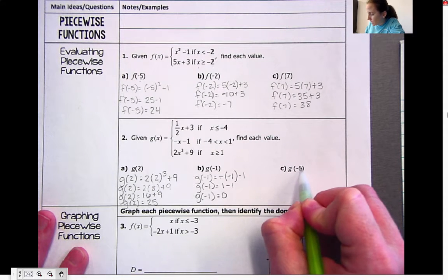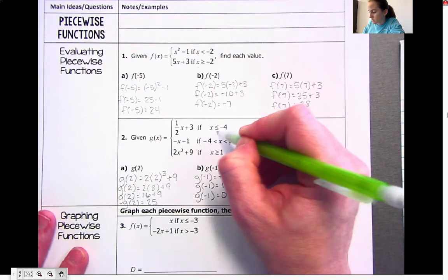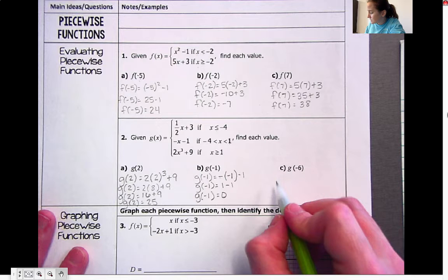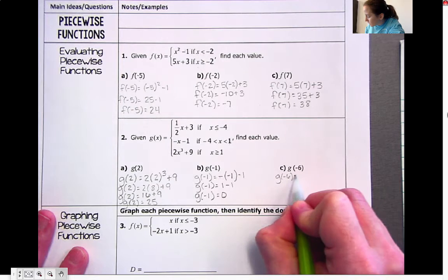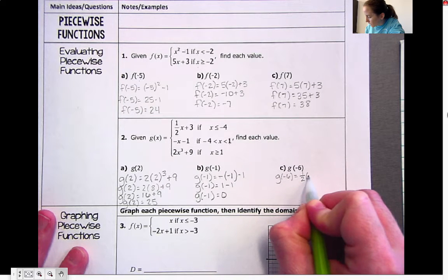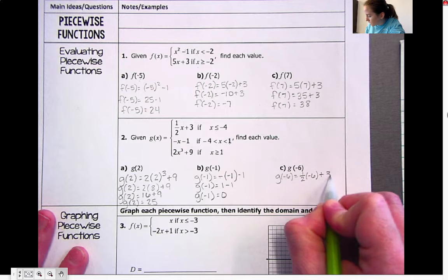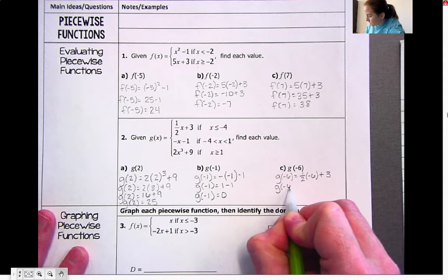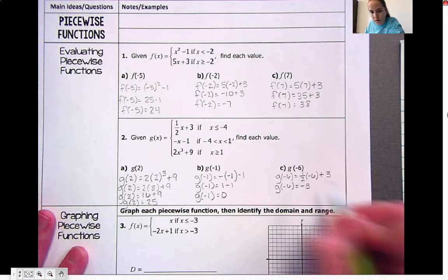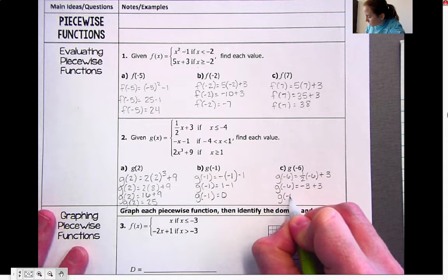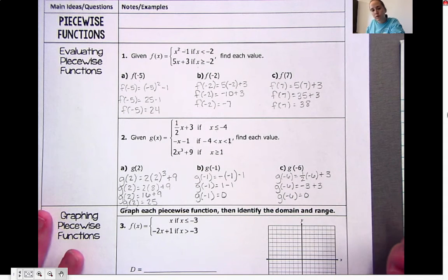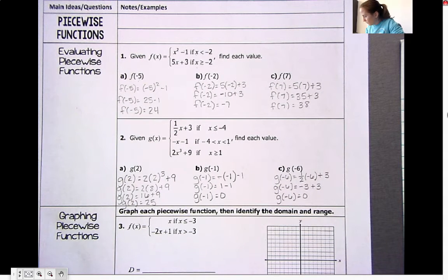All right, and now if I have a negative 6, well, is negative 6 less than or equal to negative 4? Yes, it is less than. So g at negative 6 gets to use this, so we say equals half of negative 6 plus 3. So g at negative 6 equals negative 3, because half of negative 6 is negative 3, plus 3. G at negative 6 equals 0. So if I go over to negative 6, I am at 0 there. Okay? All right. So now let's work on how to graph it, and then we'll talk about domain and range.